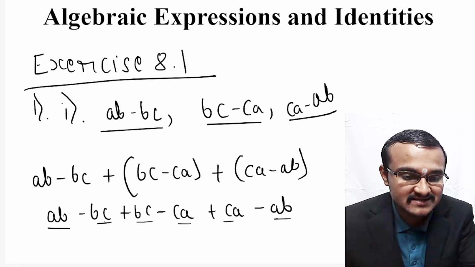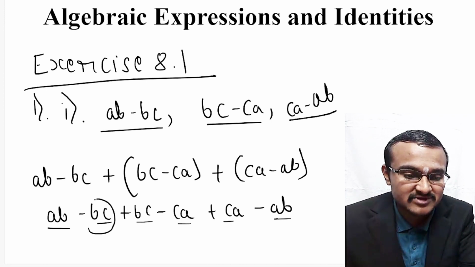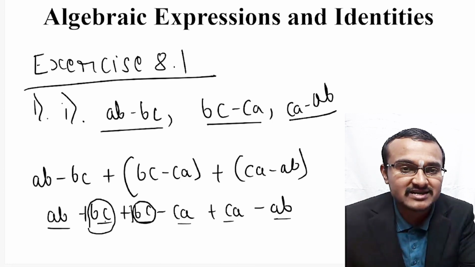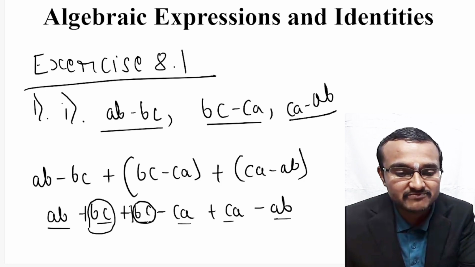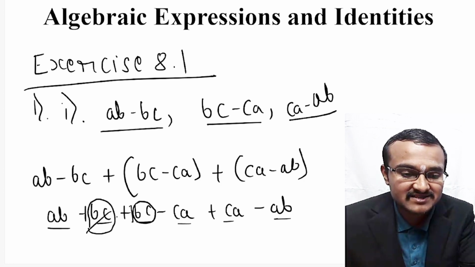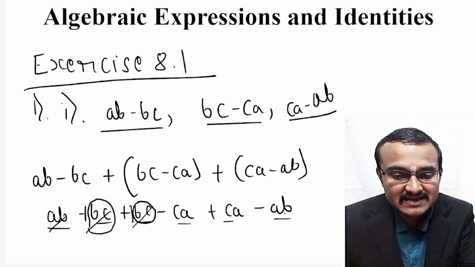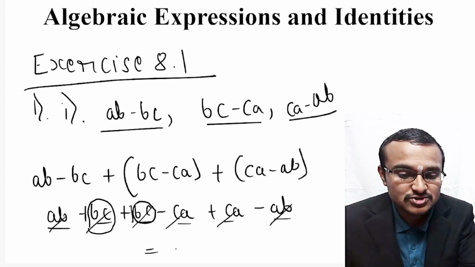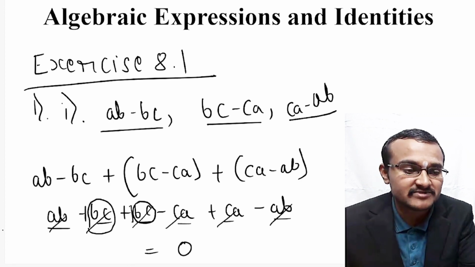Here you can clearly see BC and BC have a common algebraic expression, because this particular expression also has BC and this particular expression also has BC. This is nothing but 1 BC, 1 BC. So here you can see minus 1 BC plus 1 BC. So you can easily cancel these two. Similarly, you can cancel AB and minus AB. Similarly, you can cancel minus CA and plus CA. So the total answer for this first question will be 0.